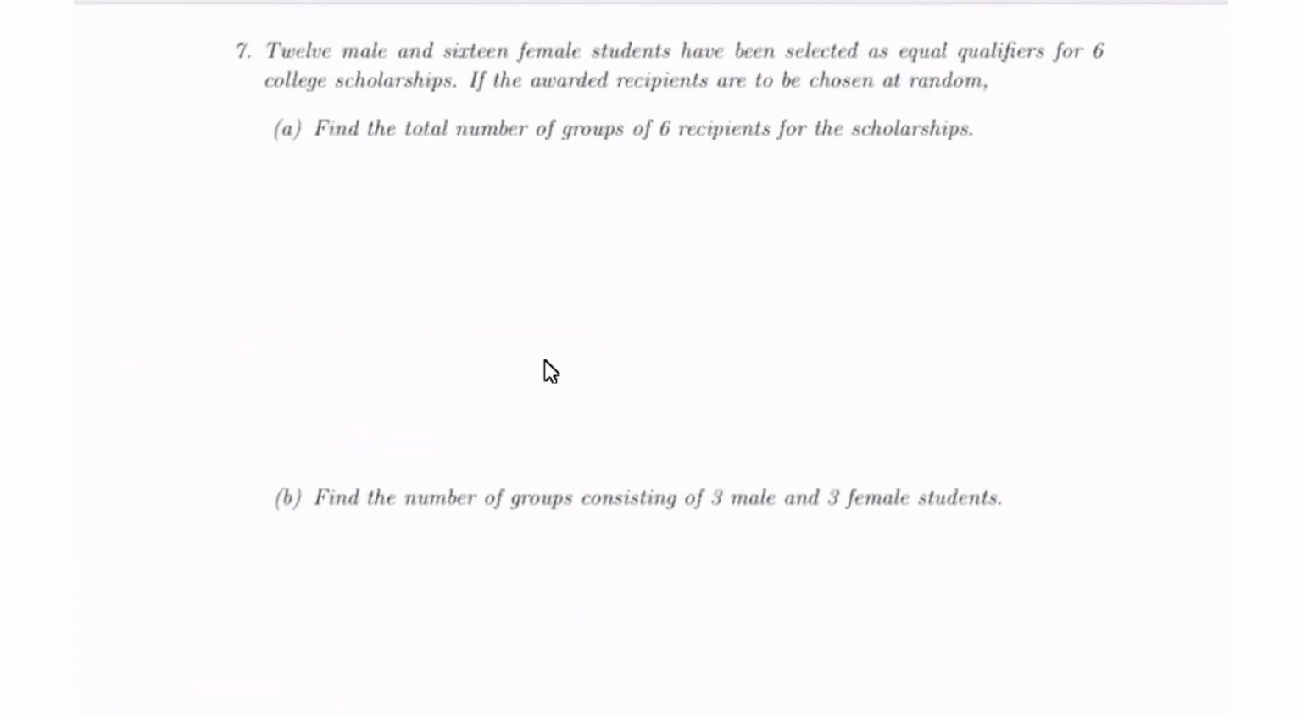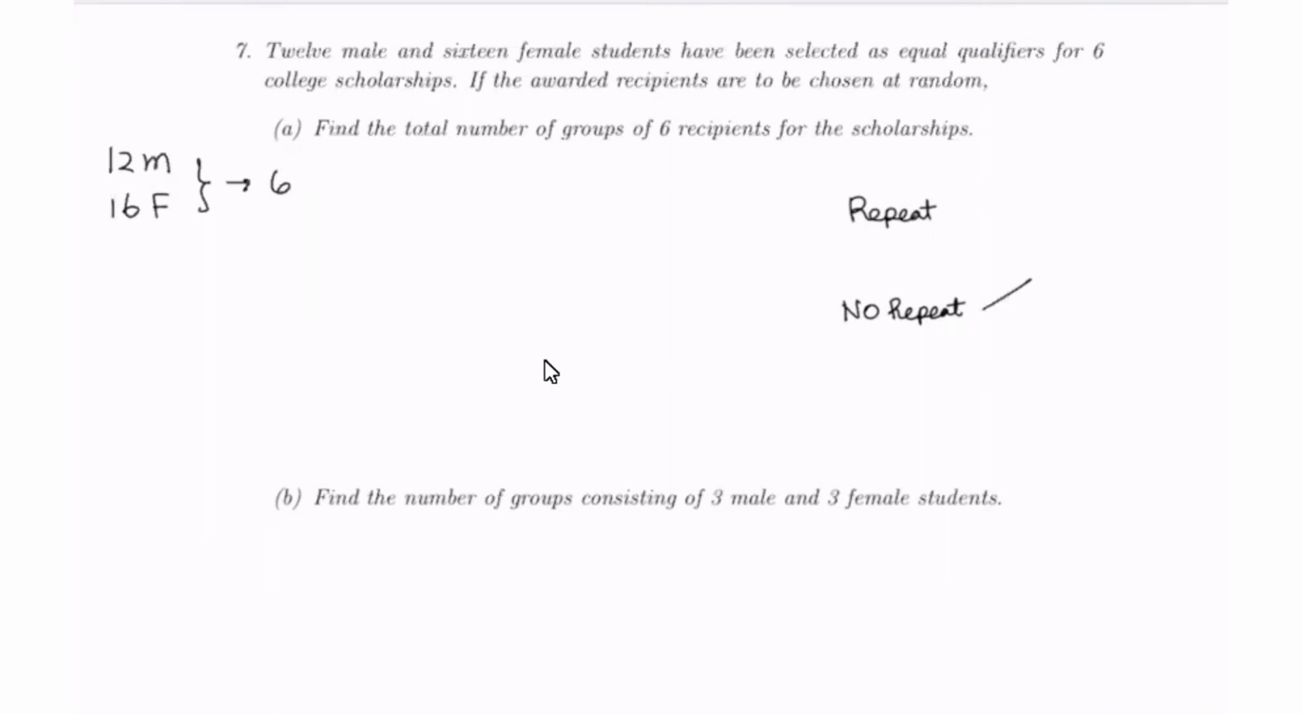Another probability problem: 12 male and 16 female students are selected to go for college scholarships. All right, so there are 12 male, 16 females, and we choose 6 of them. Find the total number of groups of 6 recipients. Now we have to check repeat or no repeat. Can you pick the same person twice? We give a scholarship, we pick Aaron. We don't pick Aaron again, we pick Connor for the next one.